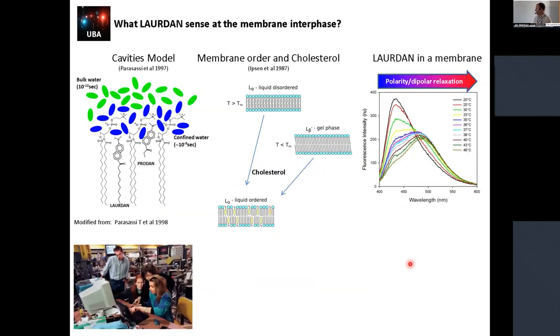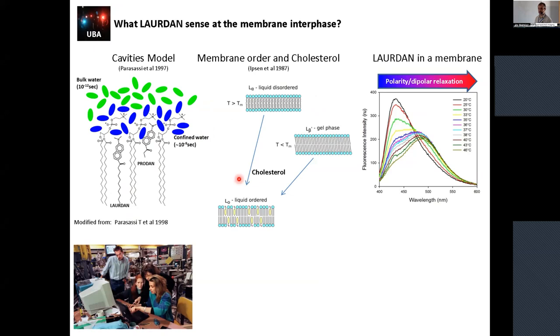So in the case of Laurdan, the interesting thing is that Laurdan is embedded in membranes by the lauroyl group, which gives you a strong attraction by polarity, by the hydrophobicity. And we know since Tiziana Parasassi that basically it's able to capture a few molecules in the interface, which has restricted mobility, so it's confined water.